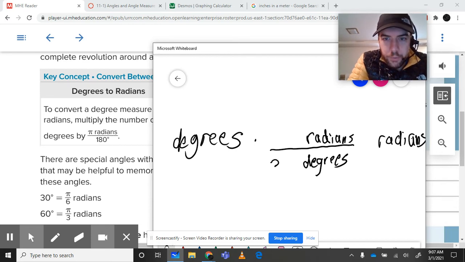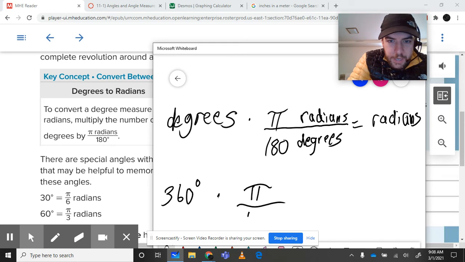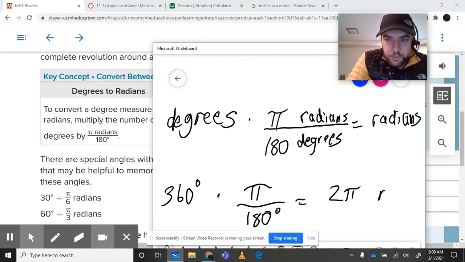Okay, so we know that 360 degrees is 2 pi radians, but they're just cutting both those numbers in half. They're saying the conversion that they would suggest you use is pi over 180. So if you have, for example, 360 degrees, you would multiply by pi over 180 in order to get 2 pi radians.